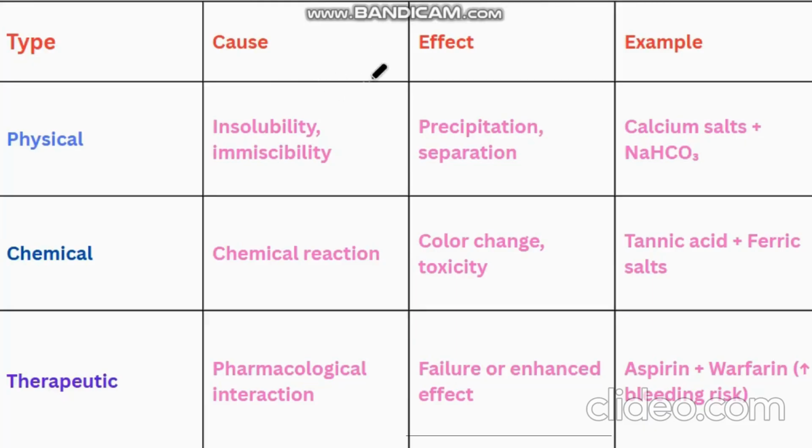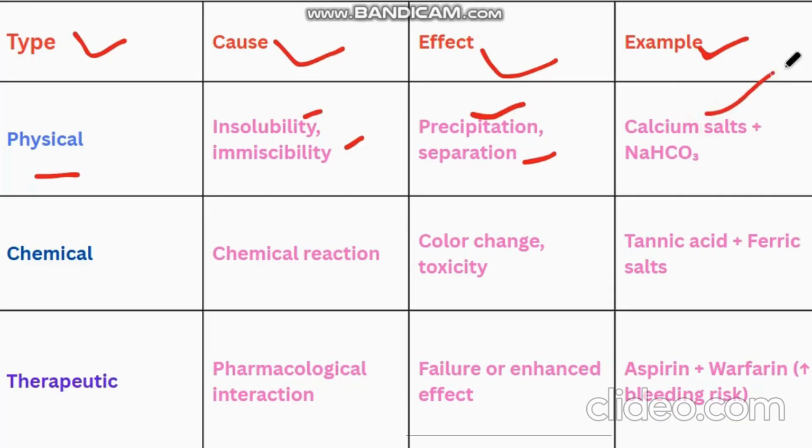Here is a simple chart which makes it very easy to understand the concept of incompatibility. In the columns it is given the type, cause, effect and example. Type: physical incompatibility. The main cause of physical incompatibility is insolubility and immiscibility. What is the effect of this insolubility or immiscibility? There is precipitate formation or phase separation. Example: calcium salts plus sodium bicarbonate.